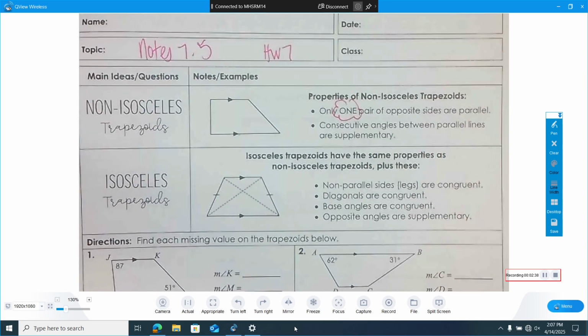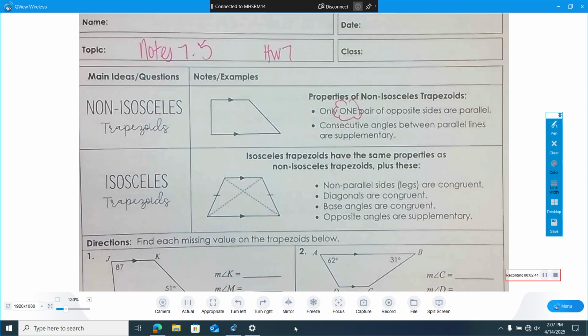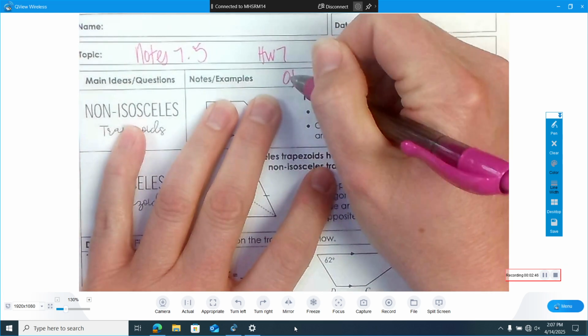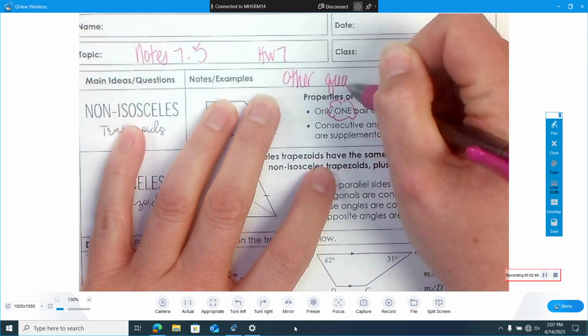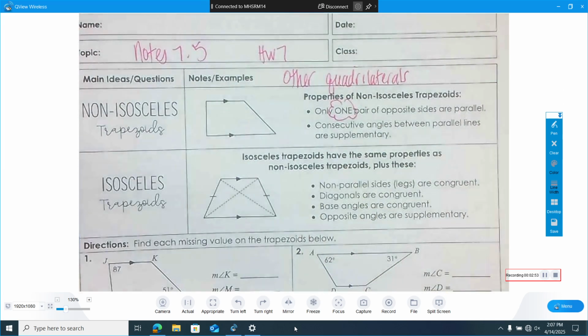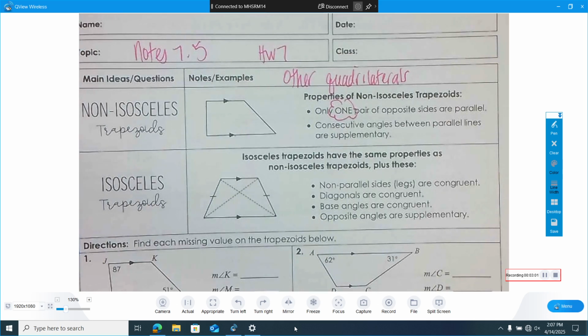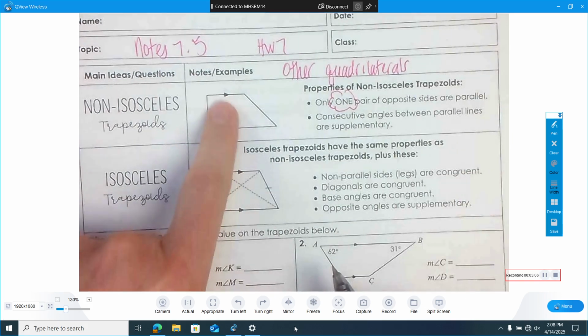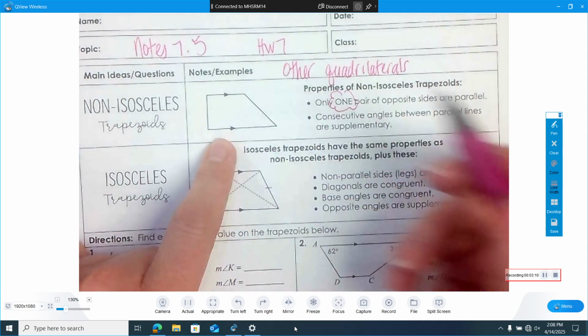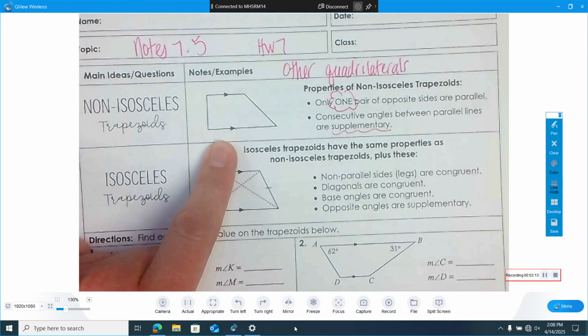So this is a quadrilateral, but it's not part of the parallelogram world. These are just other quadrilaterals. Within the big bubble of quadrilaterals, we have a bunch of parallelogram types, special parallelograms, and then this other group that just has 1 pair of parallel sides. We have these parallel sides here, and because of the parallel lines, we do get some supplementary angles.